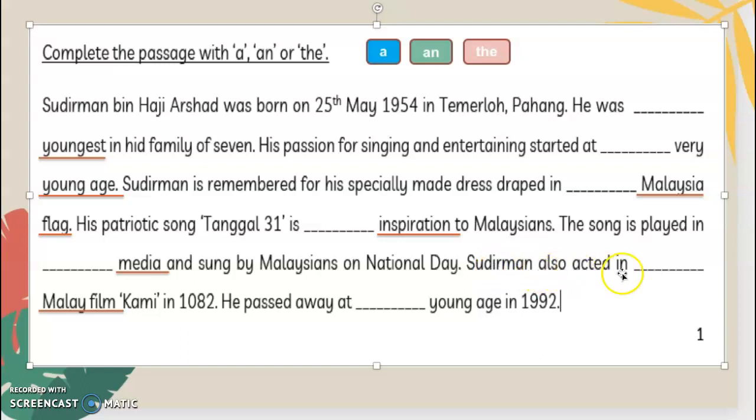Sudirman also acted in a Malay film, Kami, in 1982. There's actually a typing error here. It's 1982. So he passed away at a young age in 1992.